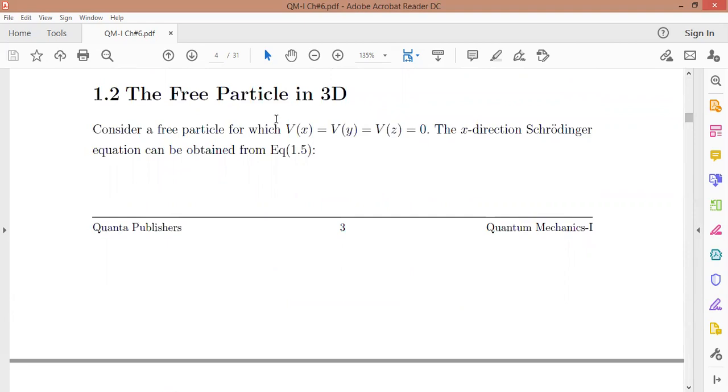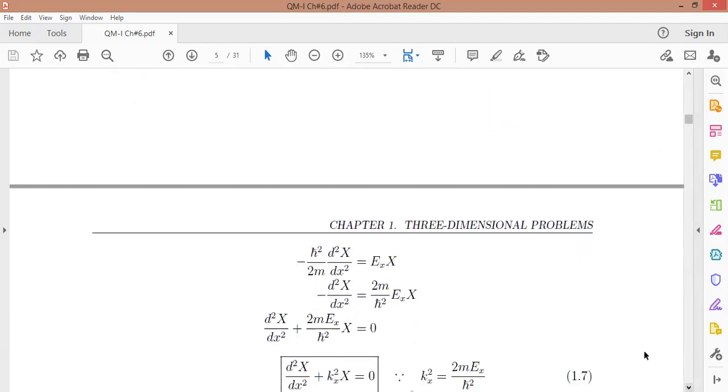Now we are going to solve the free particle in three dimensions. It means Vx, Vy, Vz is equal to 0. As you know, the concept of free particle is that the potential energy is equal to 0, the total energy is the kinetic energy, then this particle is called a free particle. The x-dimension Schrödinger wave equation can be written in this way.